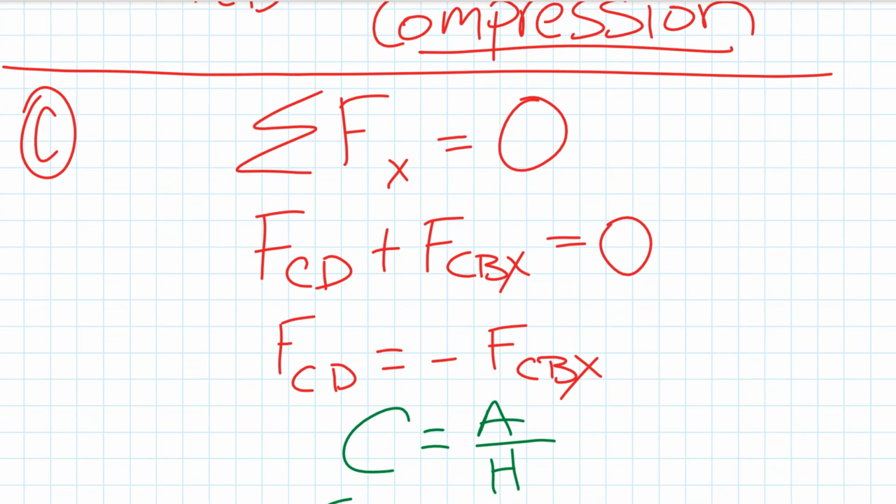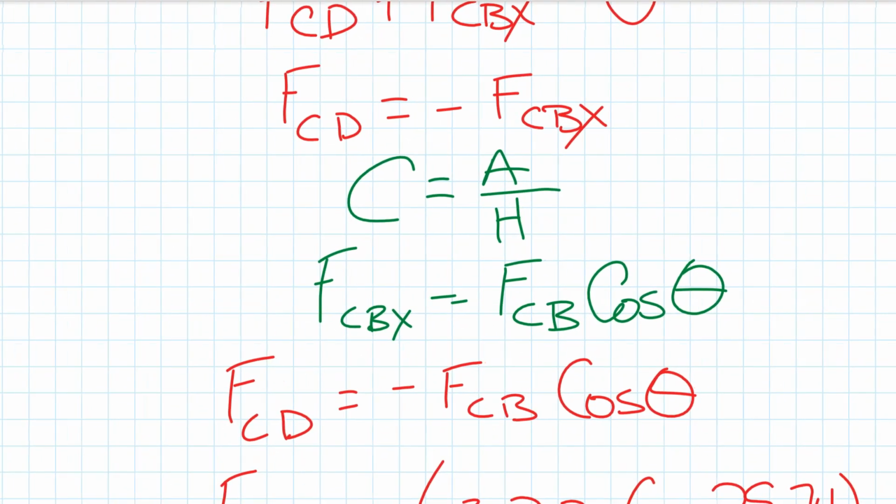Sum of forces in the x direction has to be 0. We look at member CD, the force acting there, plus the force on CB in the x direction, those have to be equivalent. So that means that the force on member CD has to be equal to the negative value of the force acting on member CB in the x direction.